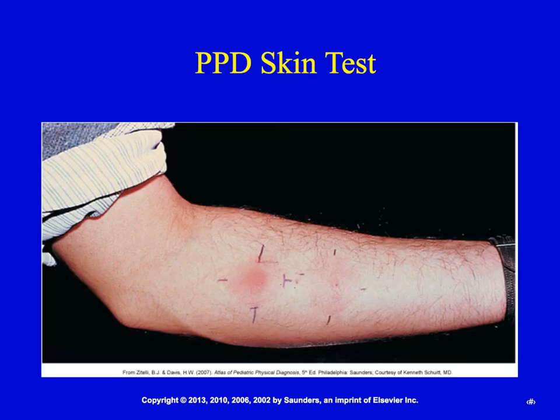This is just a picture of a PPD test. It's only called a positive test if the induration is greater than 10 millimeters. There are people who are specifically trained to read these TB tests to determine if they're positive or not.